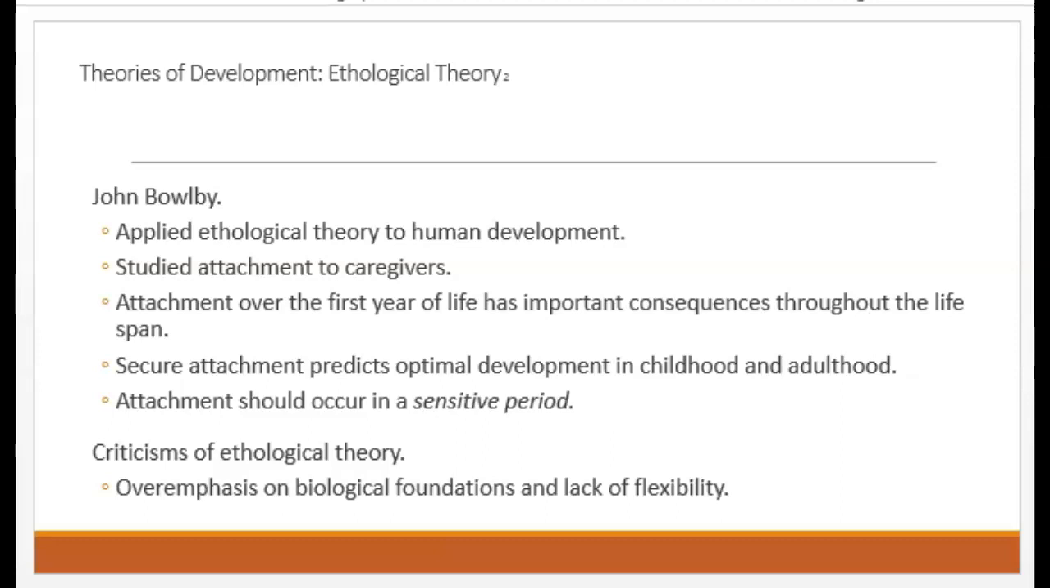Although ethological theory contributes a focus on the biological nature of development, it has been criticized for its overemphasis on those biological foundations and a lack of flexibility regarding the concepts of critical and sensitive periods. Our early experiences impact our development, yes, but it's rarely as straightforward as baby geese imprinting.